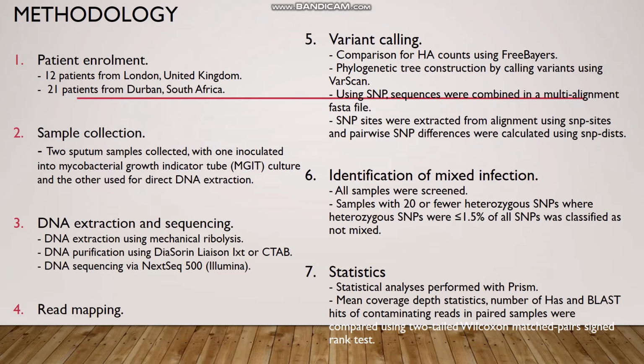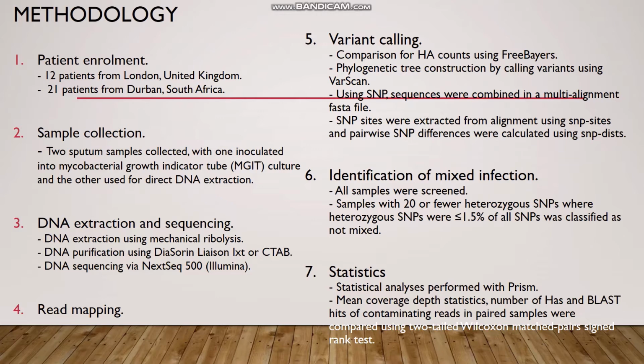Next, under methodology, there were 33 patients enrolled for the study. Two sputum samples were collected so that one would be inoculated into a Mycobacterial Growth Indicator Tube, MGIT, culture, while the other was for direct DNA extraction. DNA extraction was done using mechanical ribolysis, purification using a CTAB method, and finally the DNA was sequenced via NextSeq 500 Illumina before being run for read mapping.